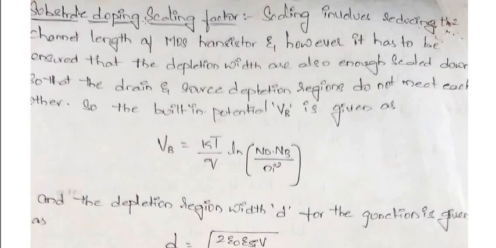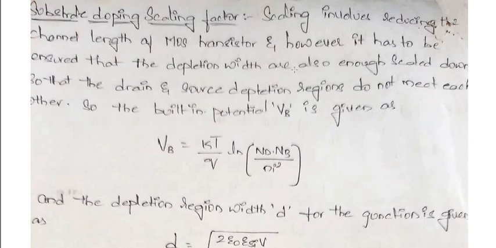So what we are saying is that when the length of your MOS transistor is reduced because of some scaling, we have done some scaling part, right? So what happens if you are reducing the length? Obviously the depletion width also gets reduced, which prevents the meeting of your source and the depletion region.